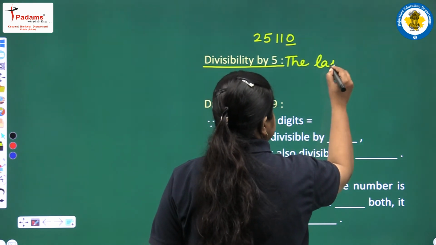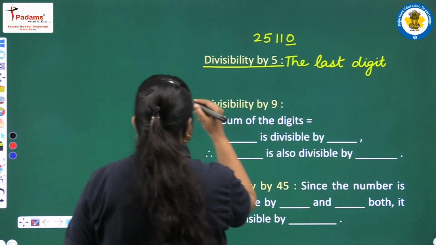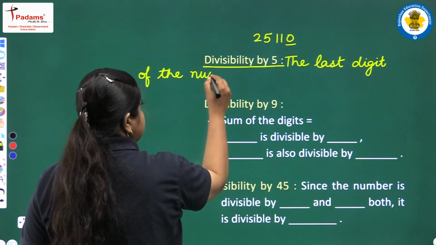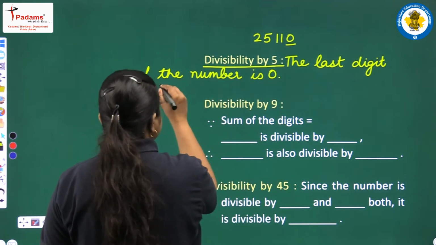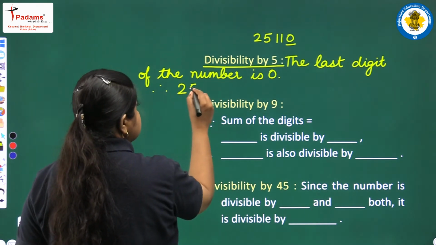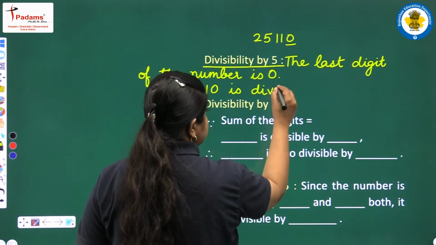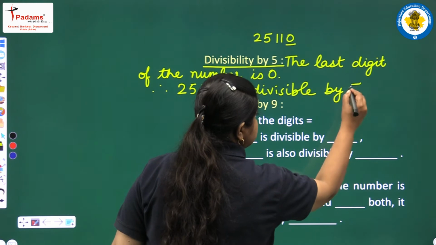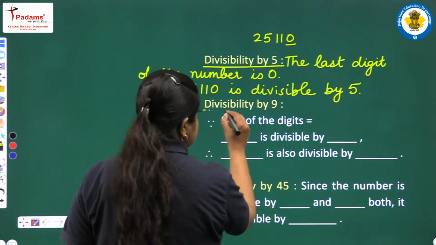The last digit of the number is 0. Therefore, 25,110 is divisible by 5. That's very simple. You can tell it simply by seeing the number. Okay. Now we will check the divisibility by 9.